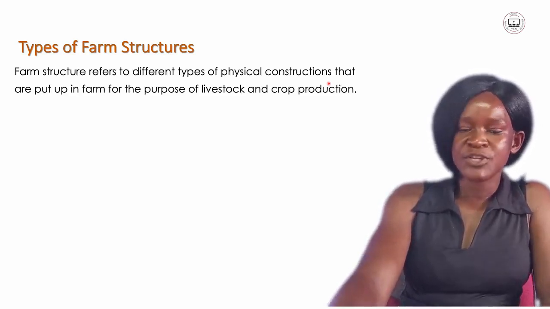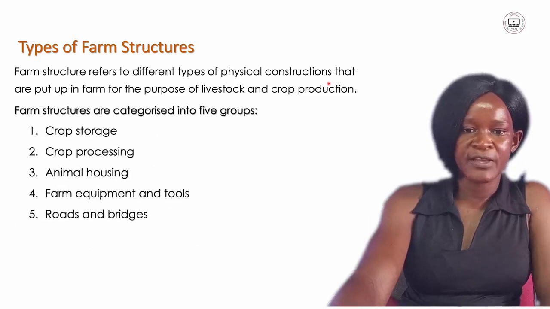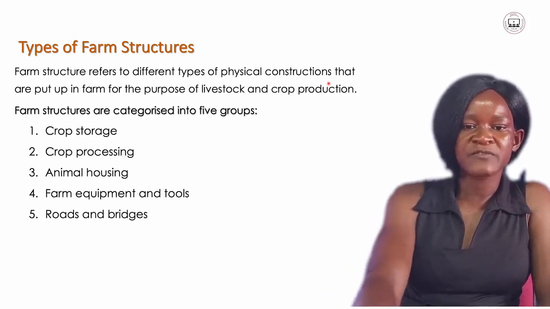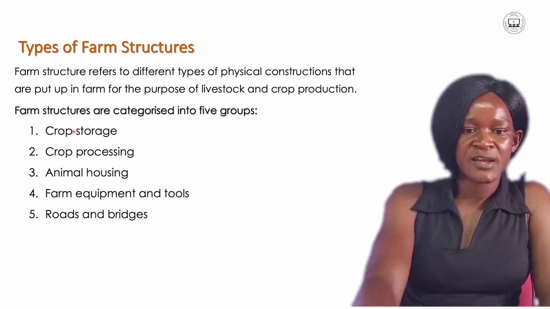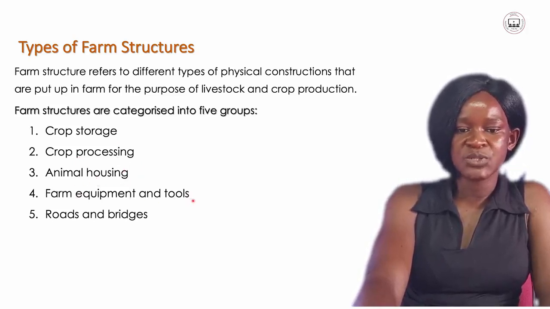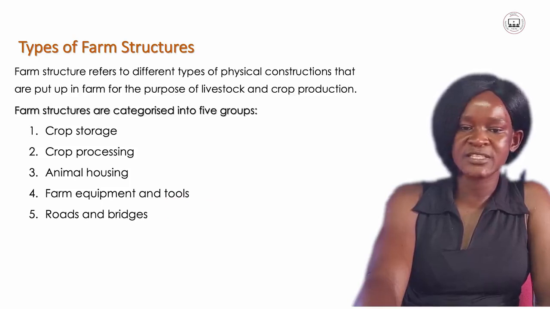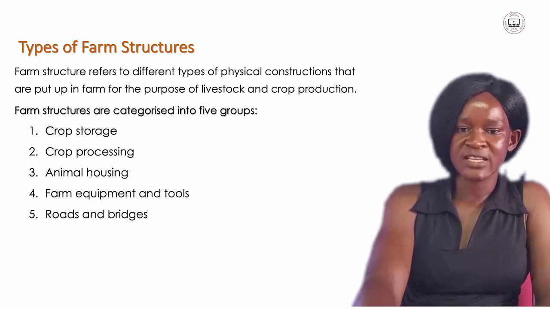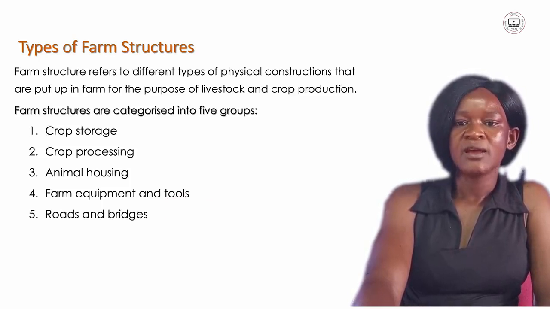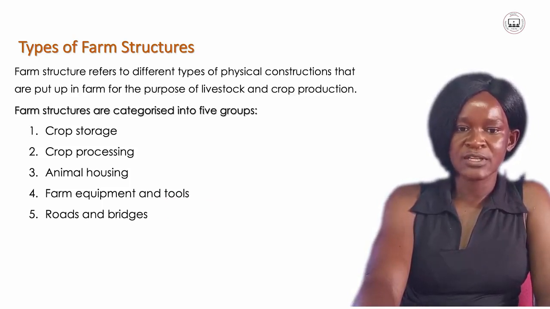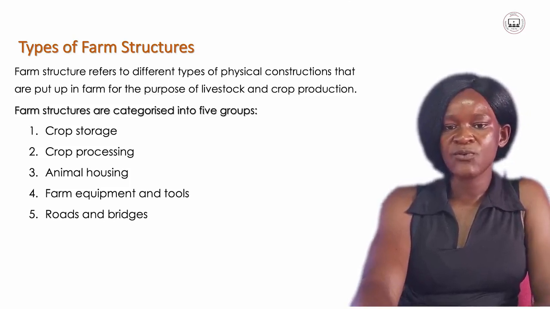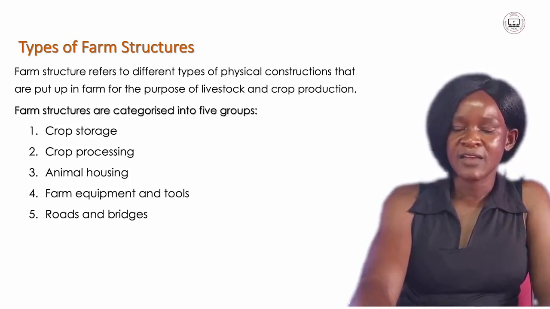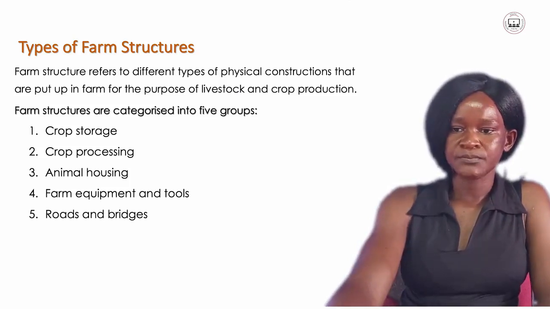As I've already mentioned, they are categorized into five. The five types of farm structures are as follows. Number one, crop storage. Then we have crop processing, animal housing, farm equipment and tools, then roads and bridges. These are the types of farm structures. Remember, farm structures will aid livestock and crop production.